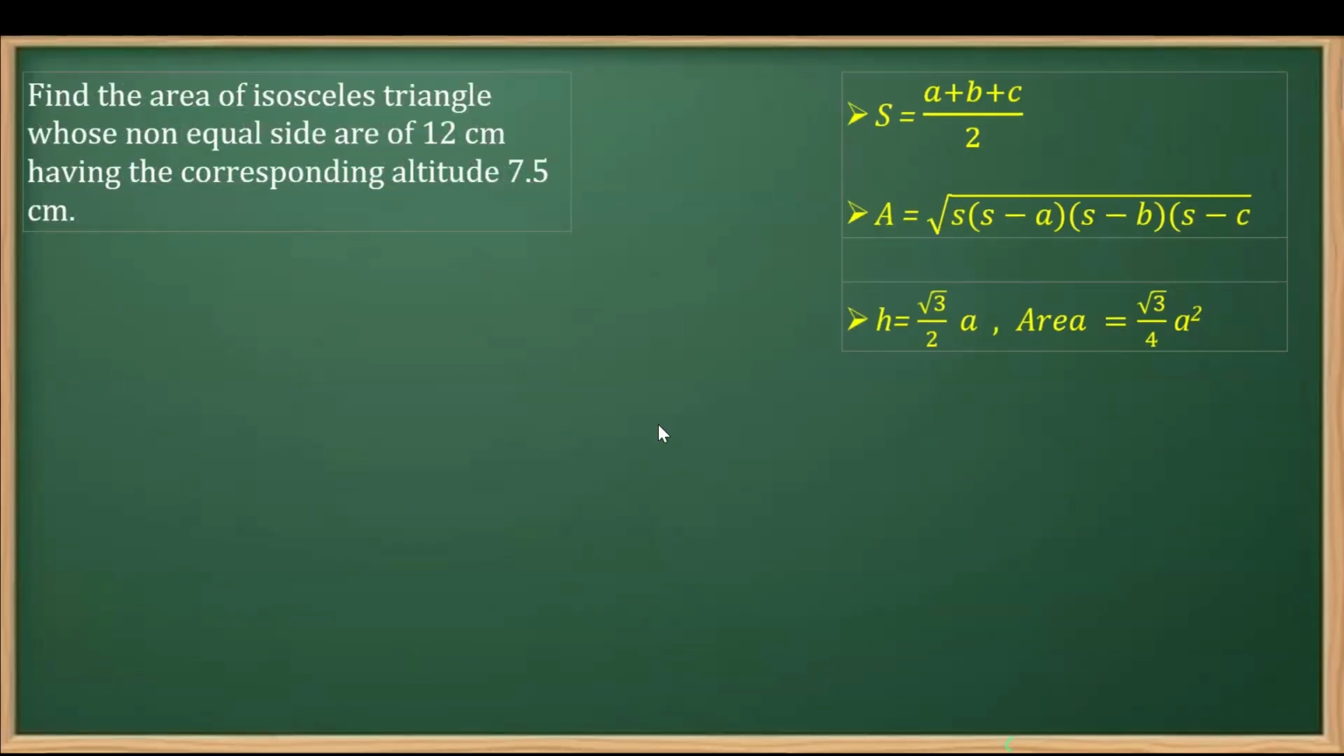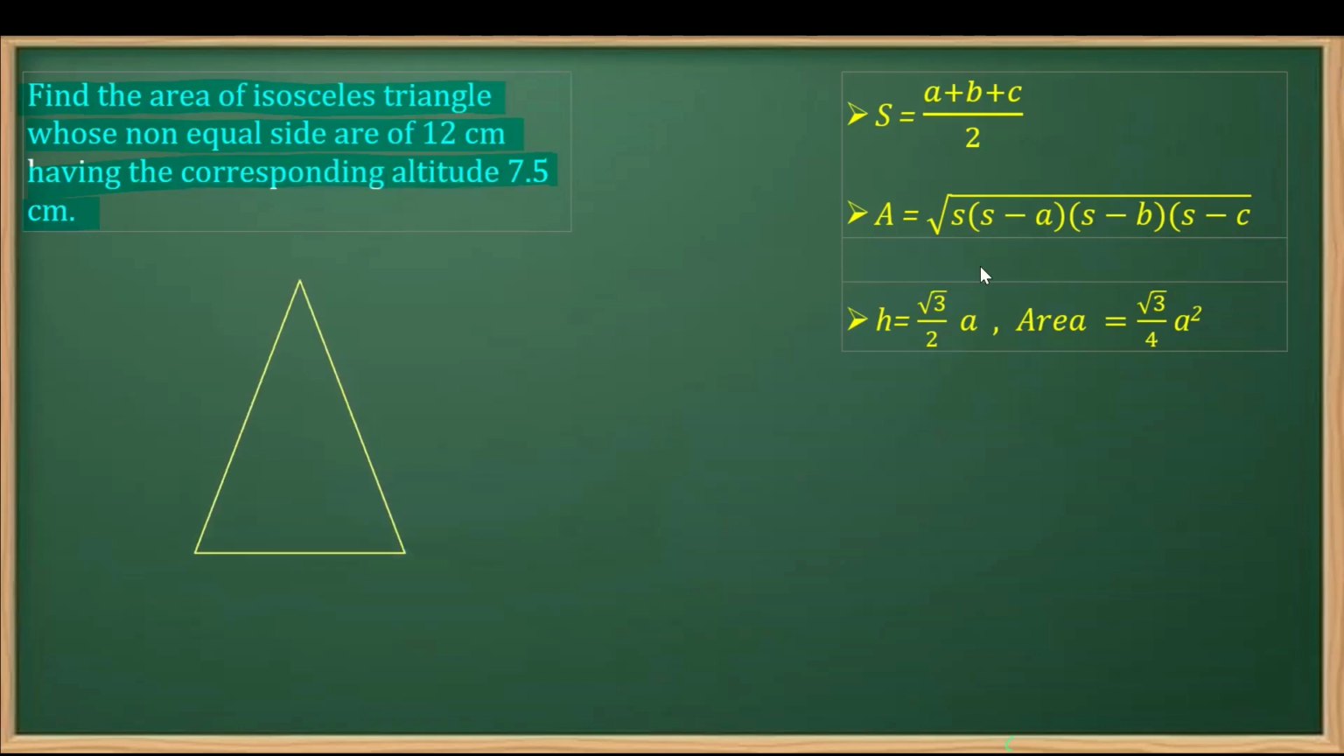Now we're on the last question. It says find the area of an isosceles triangle whose non-equal side is 12 centimeter and having the corresponding altitude as 7.5. That's an easy question, but students generally have confusion over here.